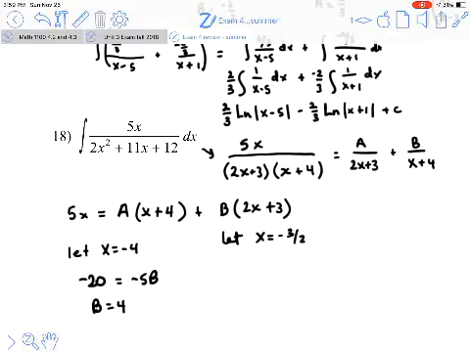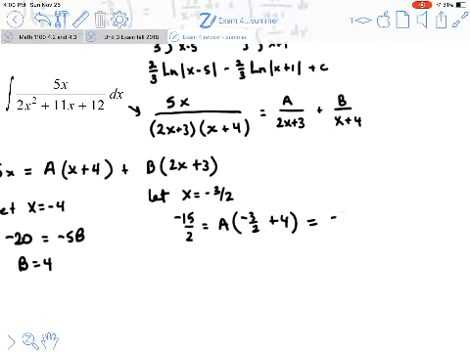If you plug that in here for x, you're going to get -15 over 2. If you plug it in here, you're going to get a times -3 halves plus 4.